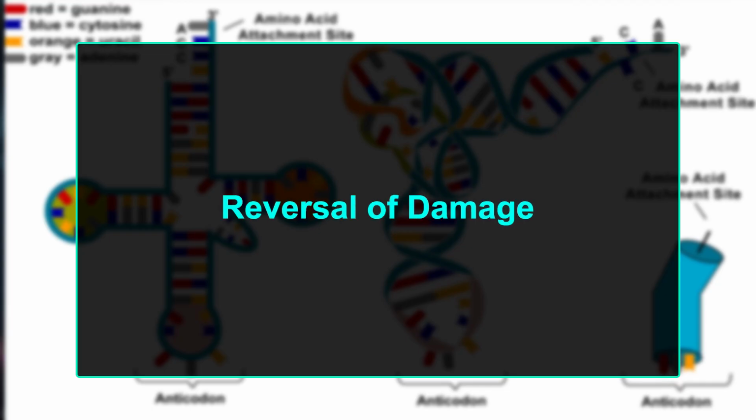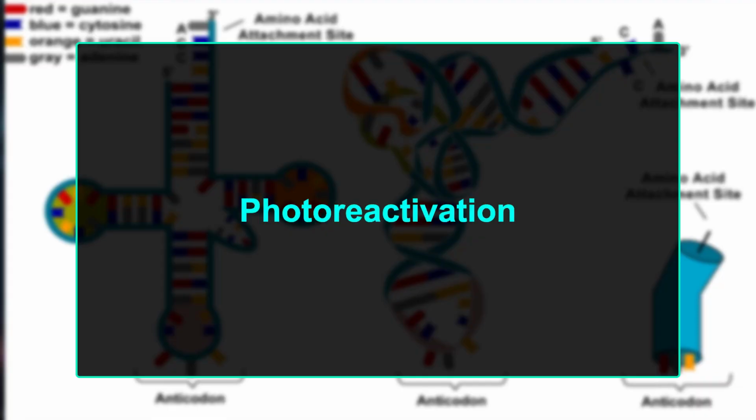Let's now discuss the reversal of damage. Some kinds of covalent alterations to bases in the DNA can be directly reversed. This occurs by specific enzyme systems recognizing the altered base and breaking bonds to remove the adduct or change the base back to its normal structure. Let's now discuss photoreactivation.